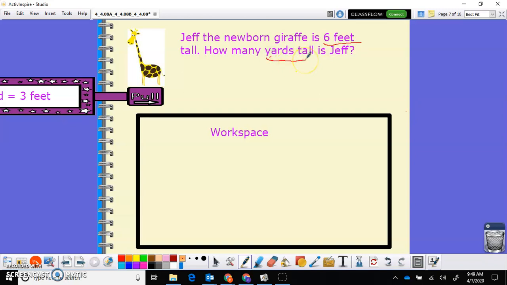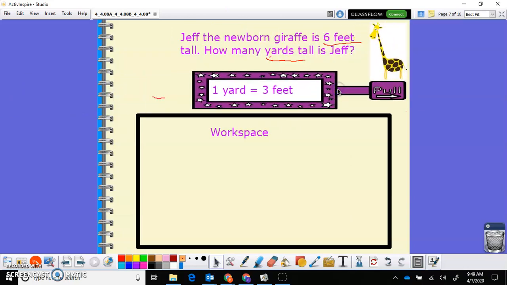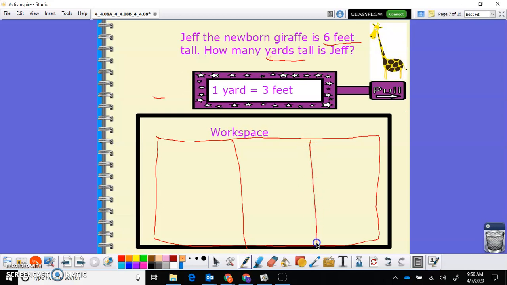So we're going from small to big, which we should divide, but remember I told you if you can put it the opposite way, where you have the bigger one on the left, it makes it easy. So let me show you how to do that. I'm going to make my table, make my 3 columns. In order to multiply, I want my big unit on the left. So this is going to be yards, YD for yards, and then we want the feet over here.